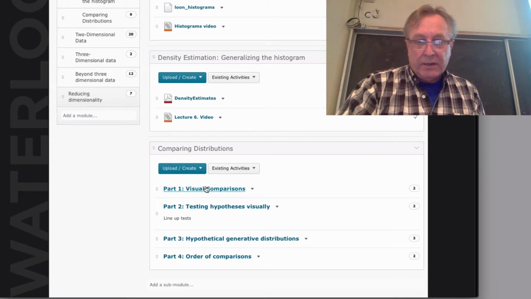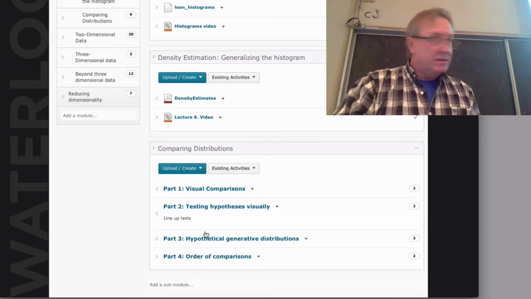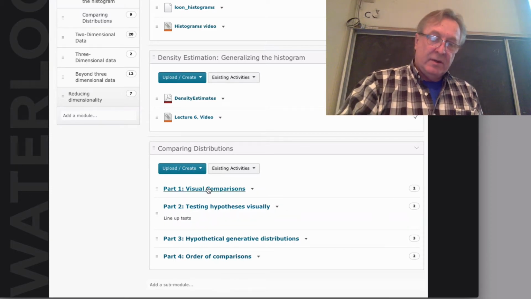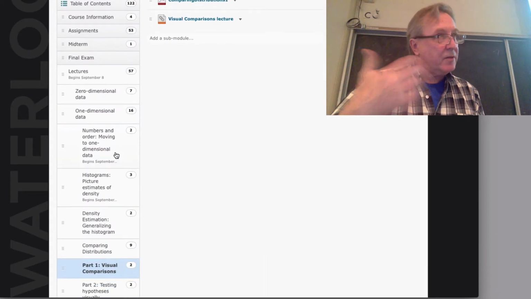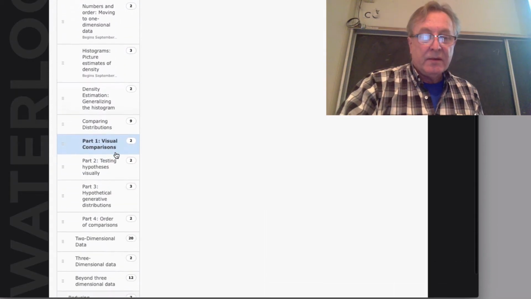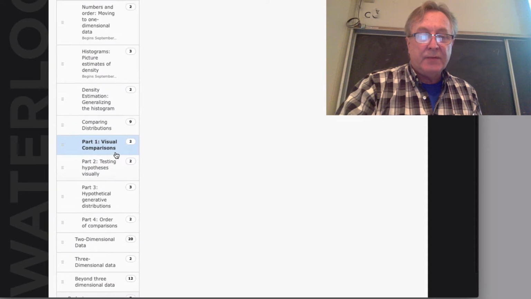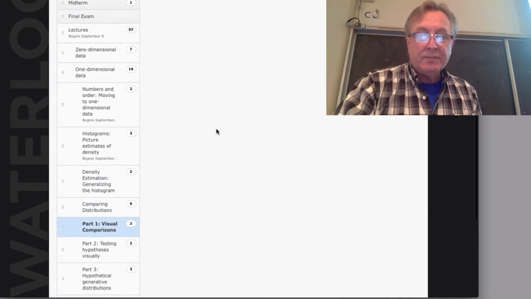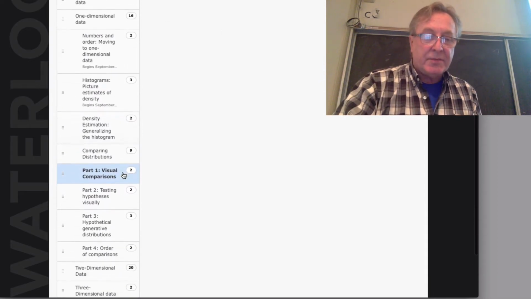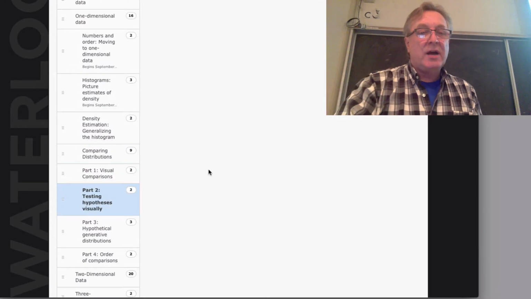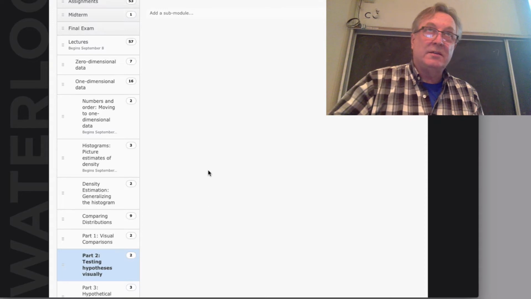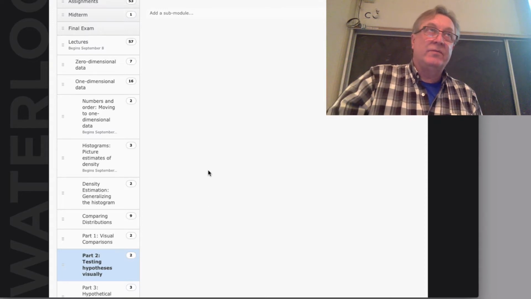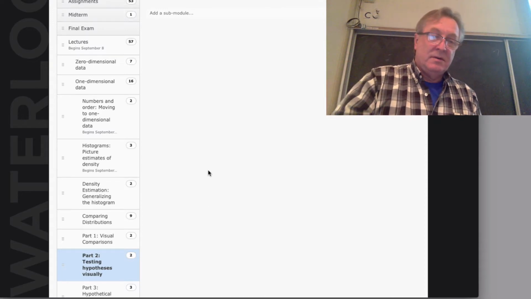And then here is looking at far more statistical sorts of ideas. Visual comparisons now. This gets a little richer as we get a little more statistical. And thinking about comparing distributions, actually doing hypothesis testing. So again, statistical ideas, but all done with visualizations.